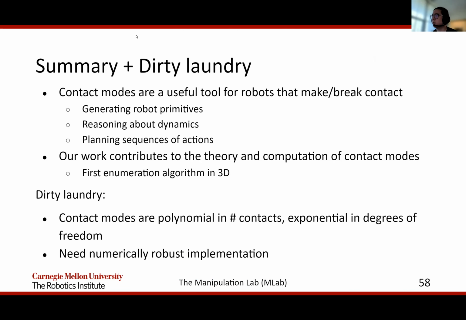So I believe contact modes are useful for robots that have to make and break contact. Our work contributes to the theory and computation of contact modes. Some dirty laundry, contact modes are polynomial in the number of contacts and exponential in the degrees of freedom of the system. For an object that you're trying to manipulate, we can still enumerate them quite quickly, so that's okay. One other issue is that you need a numerically robust implementation to actually access these contact modes because the geometry can be degenerate in various ways. All right, I'm open for questions now.